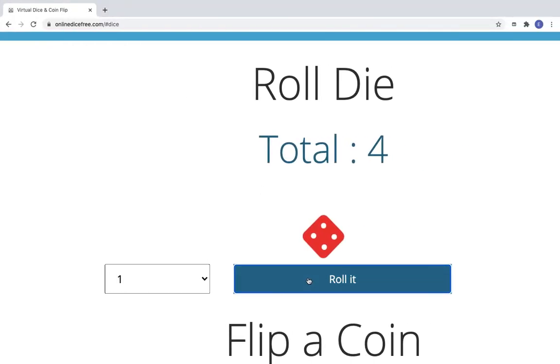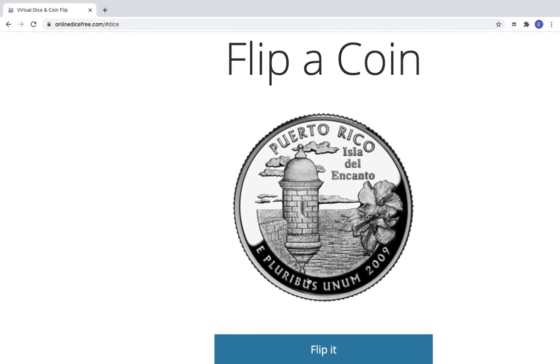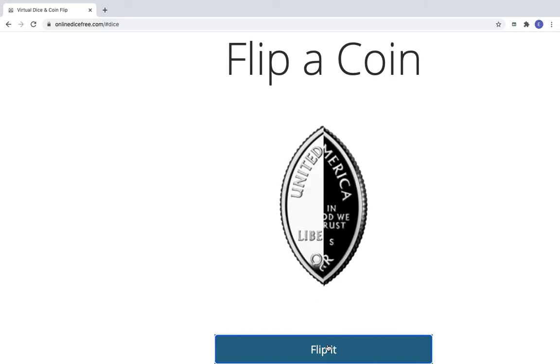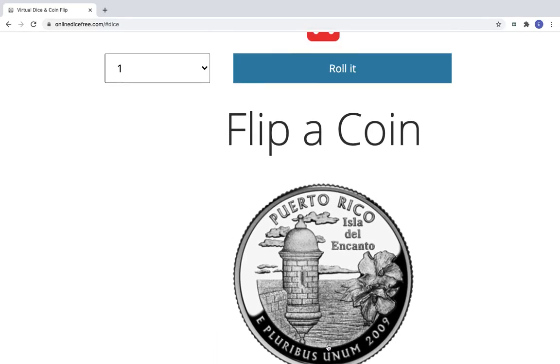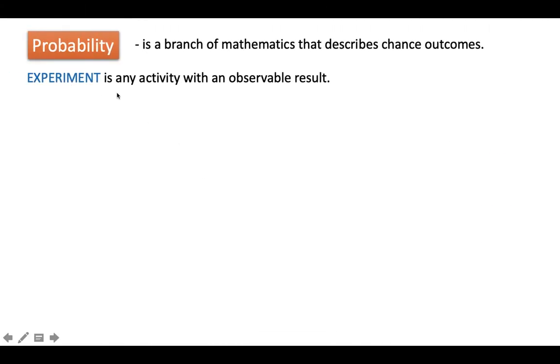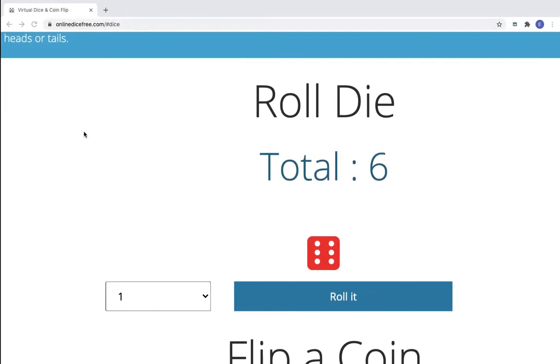Probability is a branch of mathematics that describes chance outcomes. One of its basic terms is an experiment. It is an activity with an observable result. What I am doing right now is rolling a die. Here, I am flipping a coin. So these activities, flipping a coin and rolling a die, are what we call an experiment. And the result of the experiment is what we call the outcome.